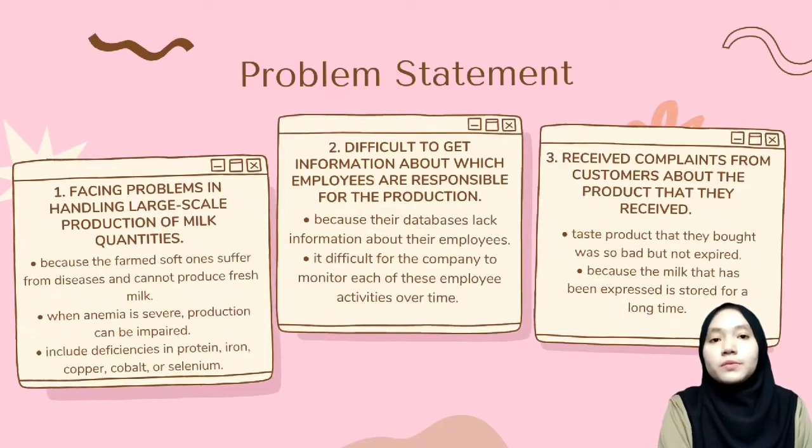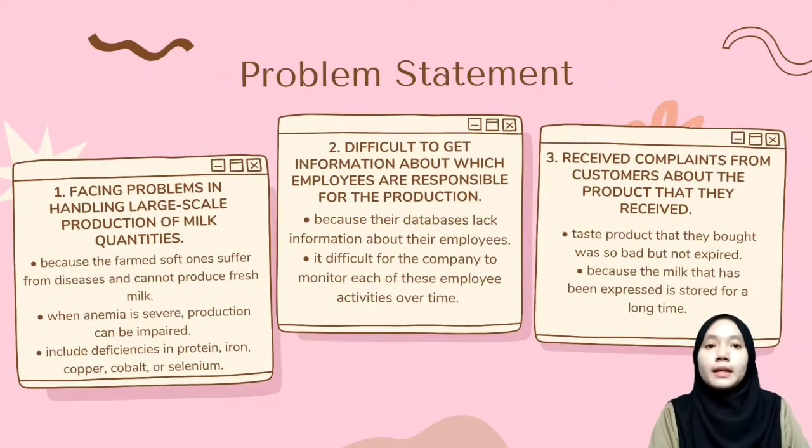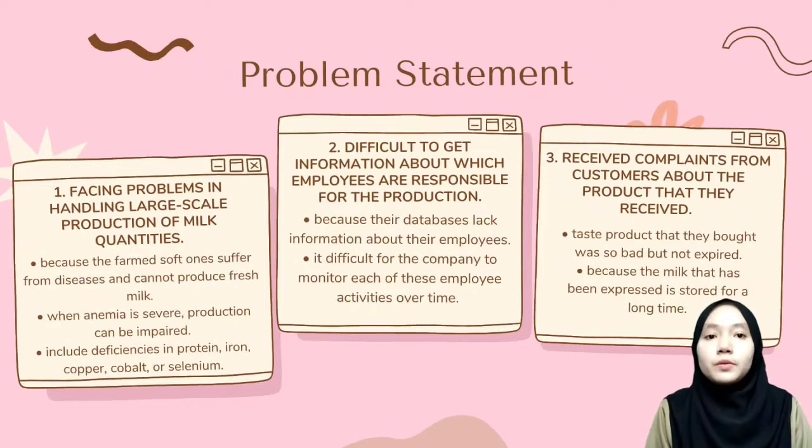Problem statement. First, the company is facing problem in handling large production of milk quantity. It is because the farms suffer from diseases such as anemia and cannot produce fresh milk. When anemia is severe, product can be impaired.